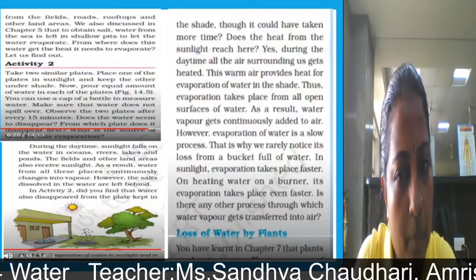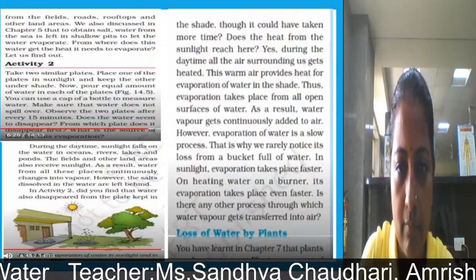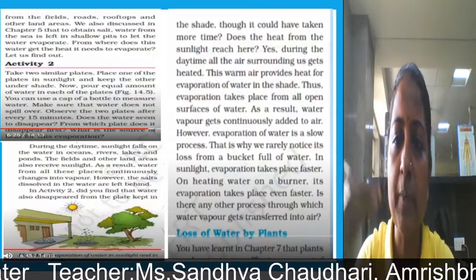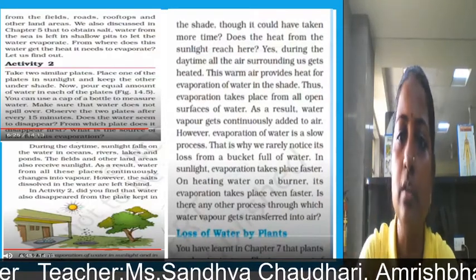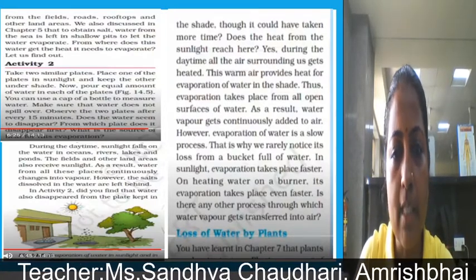Is there any other process through which water vapor gets transferred into the air? Yes, there is another process also through which water vapor is getting transferred into the atmosphere. This is one of the methods, evaporation. So we will see that other method.